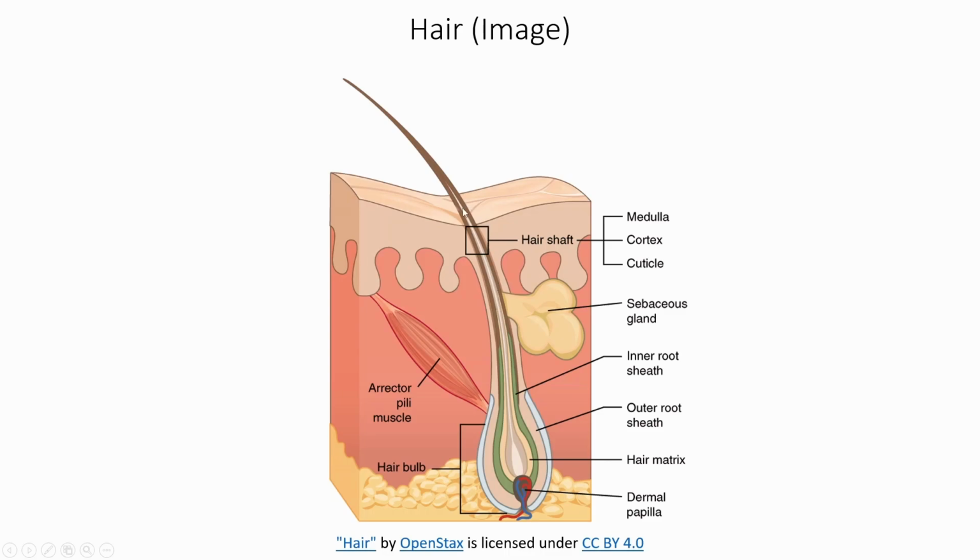We have the hair and the hair shaft, which has a few components, right? The cuticle on the very, very outside, the cortex and the medulla in the middle.